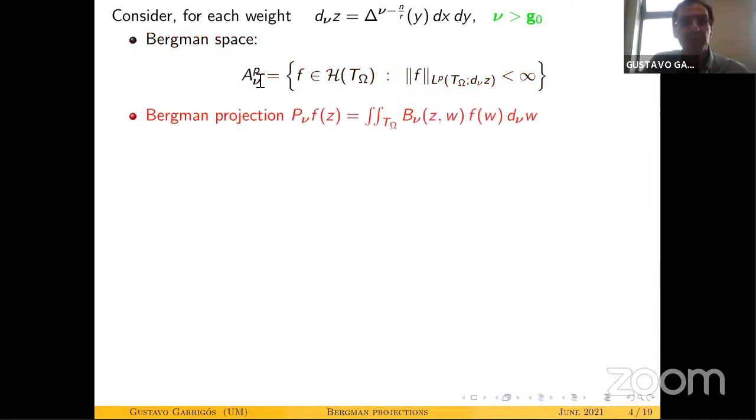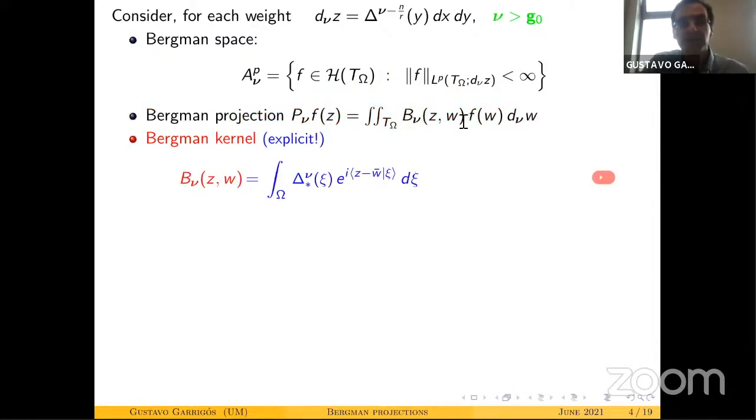So when p is equal to 2, they are Hilbert spaces, and the Bergman projection is the usual orthogonal projection from L2 into A2, and it's given by a kernel, a reproducing kernel, and here there is an explicit formula for this kernel, which one can prove by identifying A2 with an L2 space using a Paley-Wiener type theorem. So all this theory that holds in one dimension can be adapted into this setting of tube domains over cones. The Paley-Wiener theorem allows you to express the Bergman kernel as a Fourier integral of some sort of multiplier. This is the multiplier that I said before that is more or less related with the Bochner-Riesz multipliers. When nu is large, this is smooth. When nu is small, it's not so smooth.